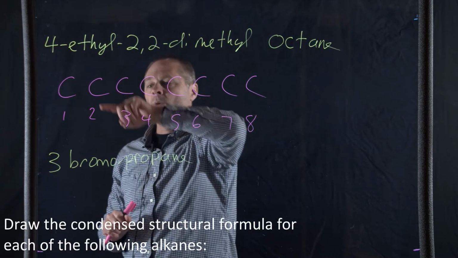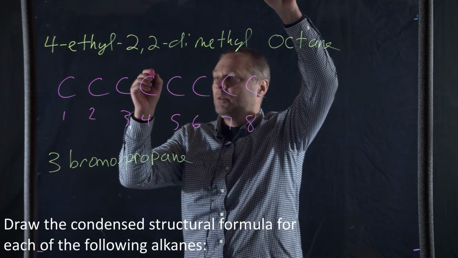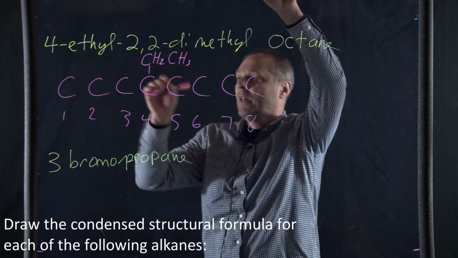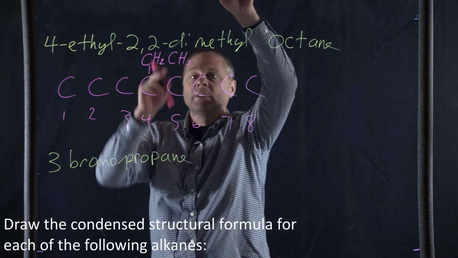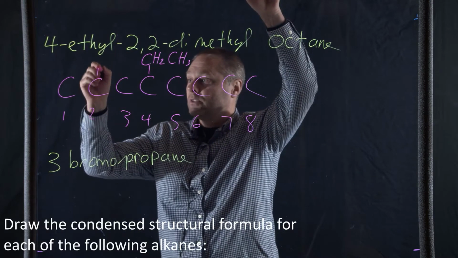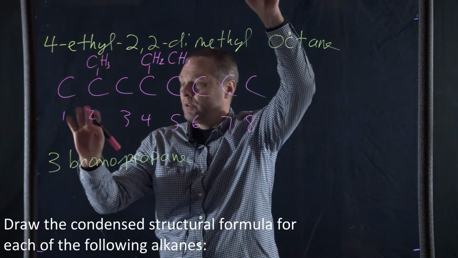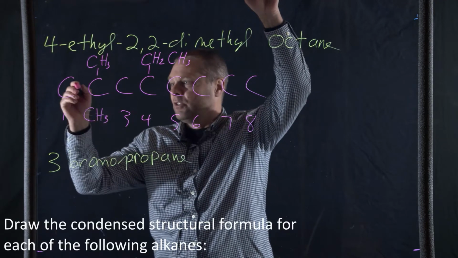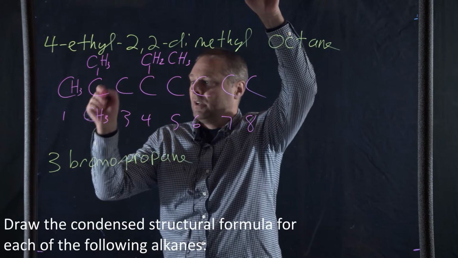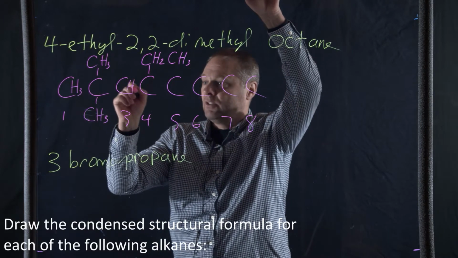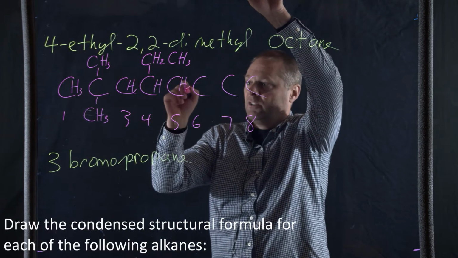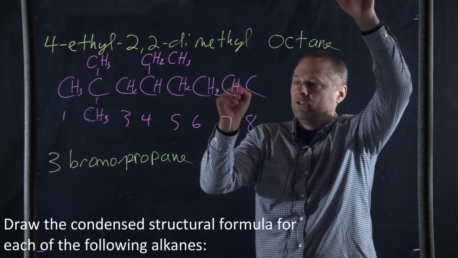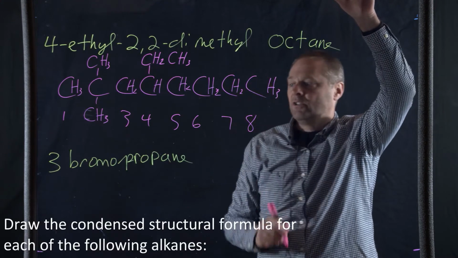Coming off of carbon 4, we're going to have an ethyl group. So this is a CH2, CH3. Coming off the second carbon, we have a dimethyl, which means we're going to have 2 methyl groups. So that's CH3. Let me erase this. This is going to now be a CH3. All right, and then you just fill in the hydrogens. H3. There isn't going to be any hydrogens there. This is going to be an H2. That's an H. H2. H2. H2, H3. All right.